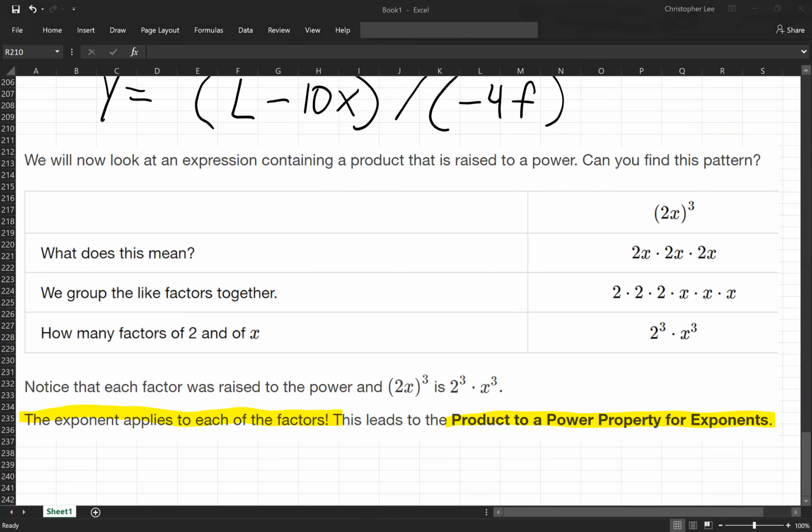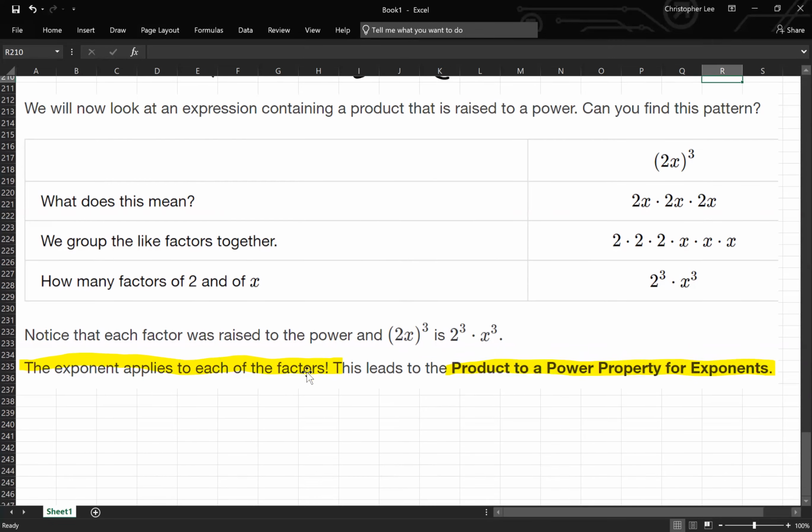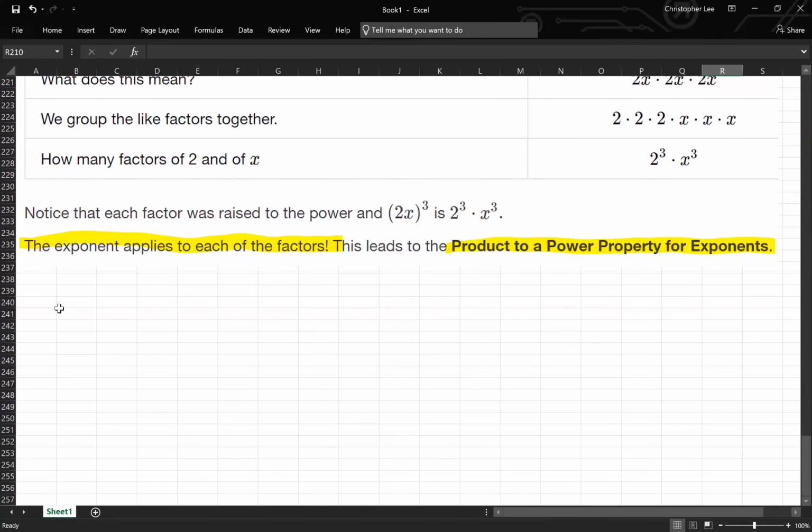So just to generalize this a little bit more.